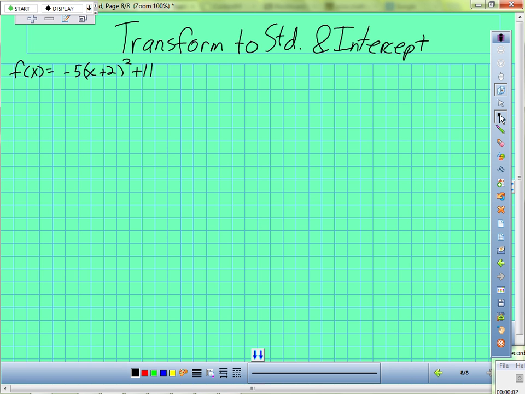All right, so we're going to transform this equation, which is in transformational form, into standard form and intercept form. And remember that with transformational form, it gives us some good information right off the bat. It gives us our vertex. Okay, so we're going to write that down. Vertex. And that vertex is going to be at (-2, 11).